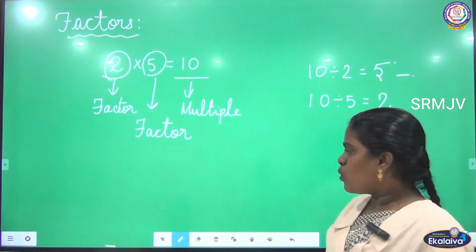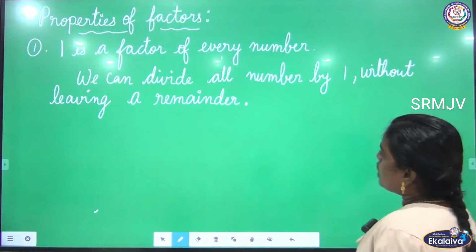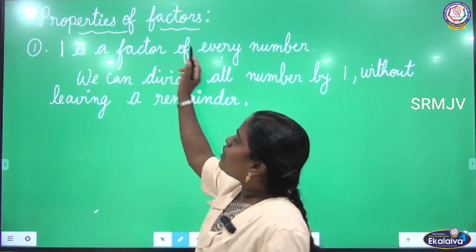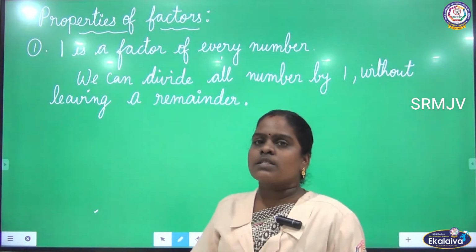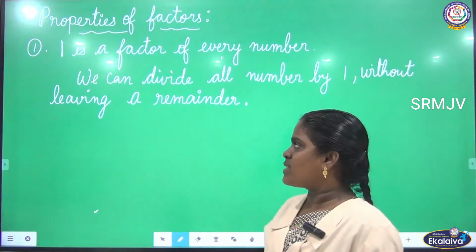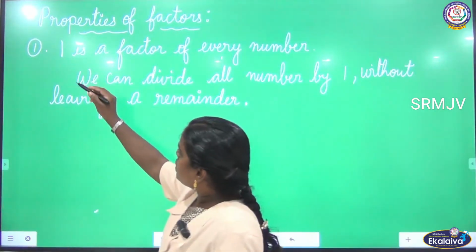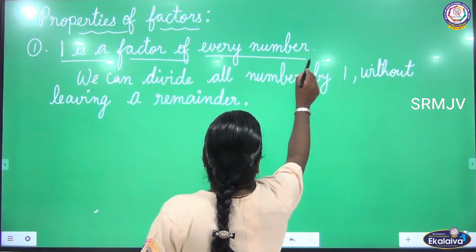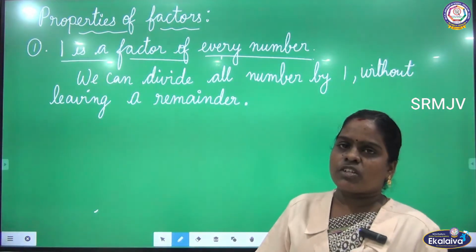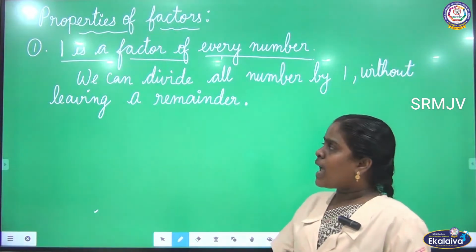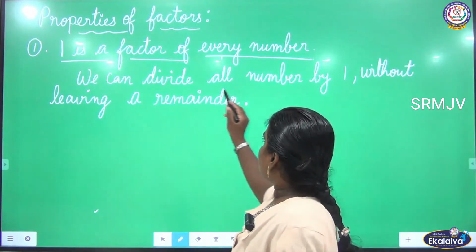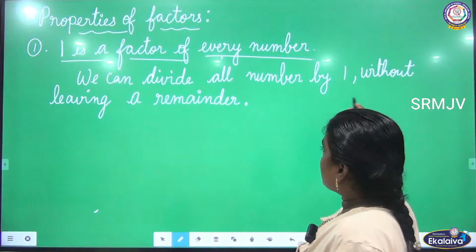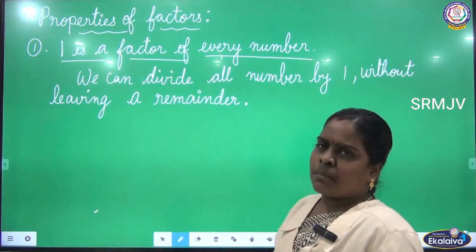Now let us move to the next concept. It is the properties of factors. We are going to learn some properties of factors. The first property is 1 is a factor of every number. Listen children, 1 is a factor of every number. We can divide all numbers by 1 without leaving a remainder.